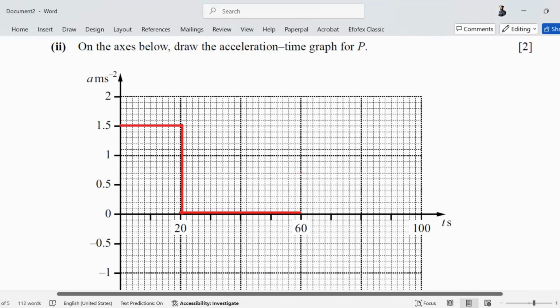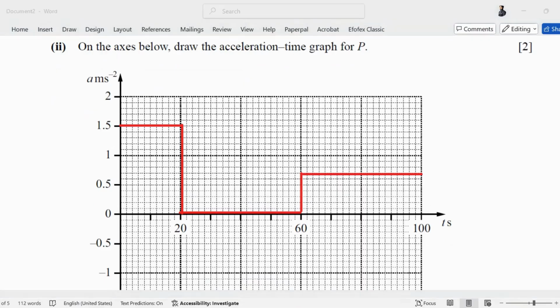So this is how your acceleration time graph should look. Acceleration is nowhere negative, though sometimes such questions are made to confuse you, to check whether you are doing it correctly or not.